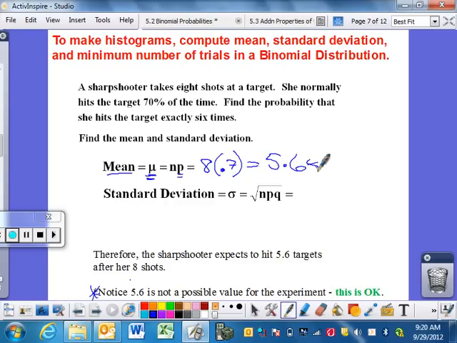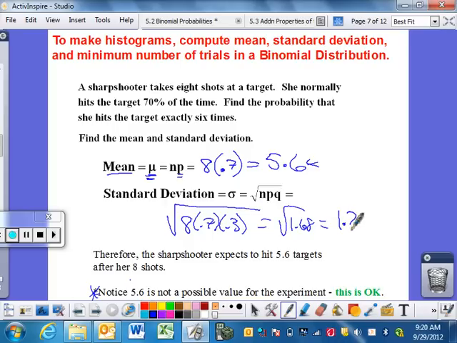What's the standard deviation? I just go square root of 8 times 0.7 times 0.3. Let me find my calculator. 8 times 0.7 times 0.3 equals 1.68, but I have to take the square root of 1.68. That's 1.296, or 1.3 if you want to round it, which is my standard deviation. So my spread of data is give or take 1.3 times. That's a heck of a lot easier than what we've done before.